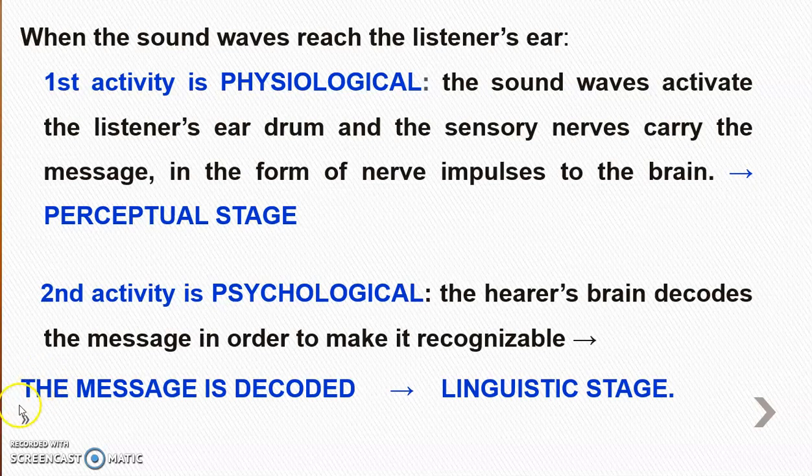This is the perceptual stage or auditory stage. And then we've got the psychological stage, because the listener's brain decodes the message in order to make it recognizable. The message is decoded. That's why we call it the linguistic stage. How or why is it possible for the listener to decode the message? Because the listener shares the same code. Both speaker and listener share the same code or language.